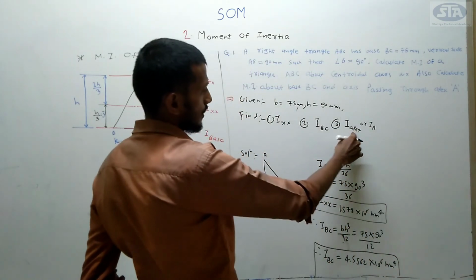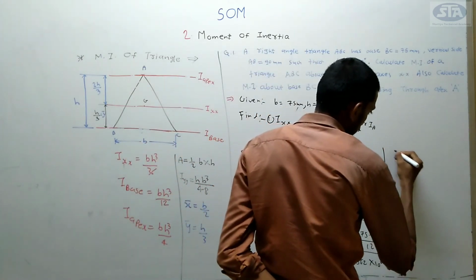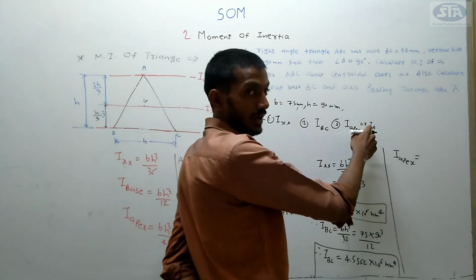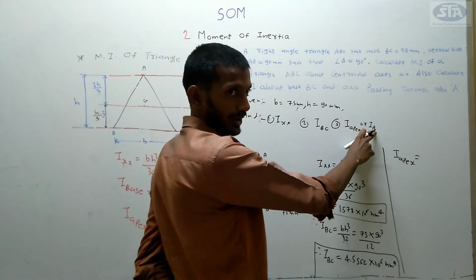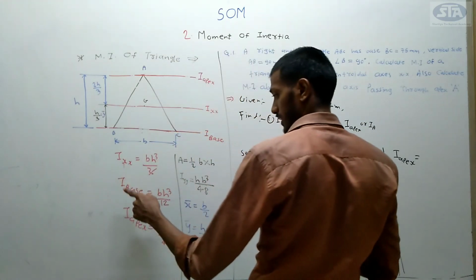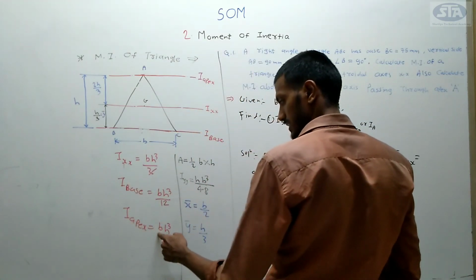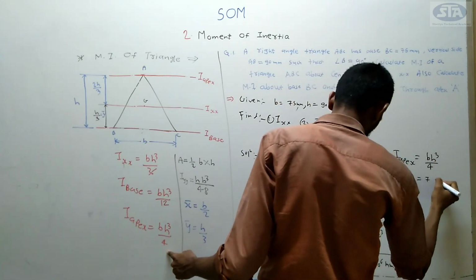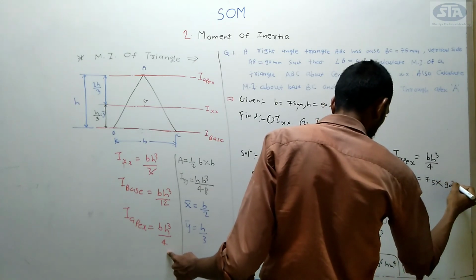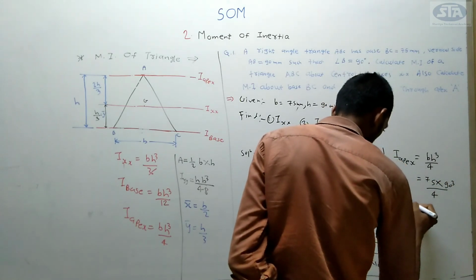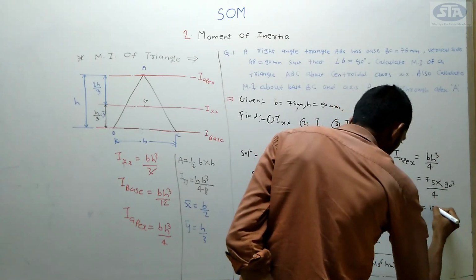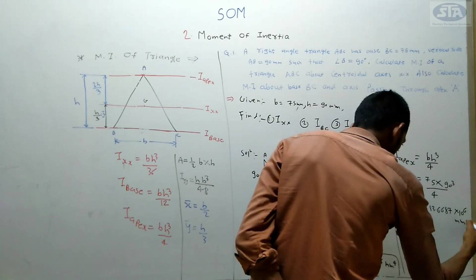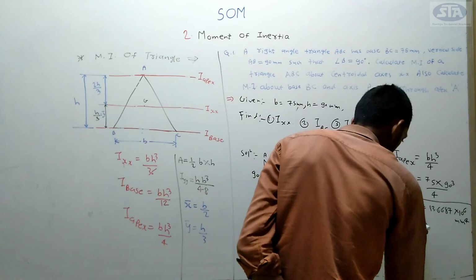Now we have to find the moment of inertia about the apex. The apex point is A, so we can also write moment of inertia about point A. We know the direct formula for moment of inertia about the apex, which is bh cube divided by 4. That b is 75, h is 90 cube divided by 4. Calculate this, and you will get moment of inertia about the apex as 13.6687 into 10 raised to 6 mm raised to 4.